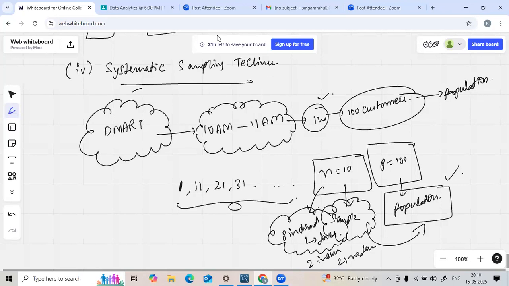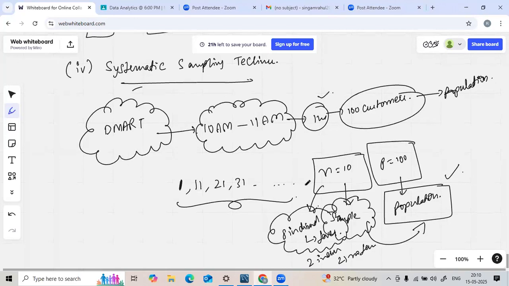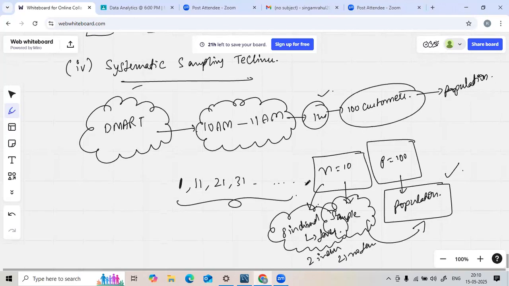Yes or no? So that is the reason understanding and performing analytic tasks on a sample is way simpler and more cost effective. It's an easier option compared with the population. That is the reason we are always interested in performing analytic tasks on a sample, not on a population.